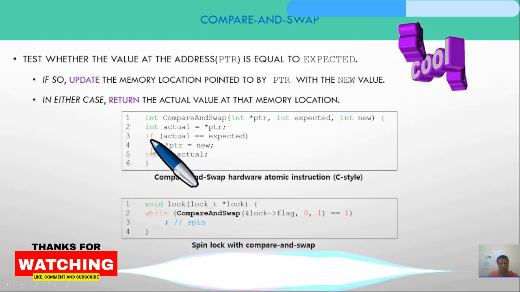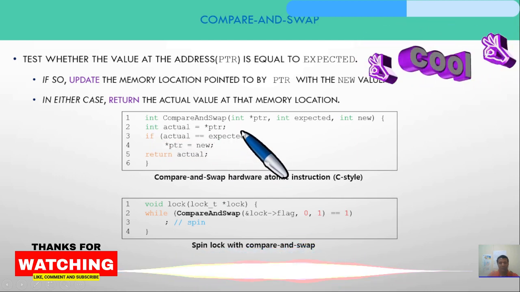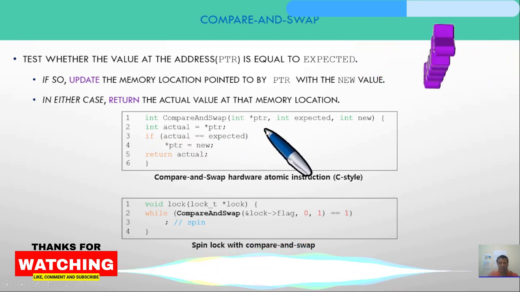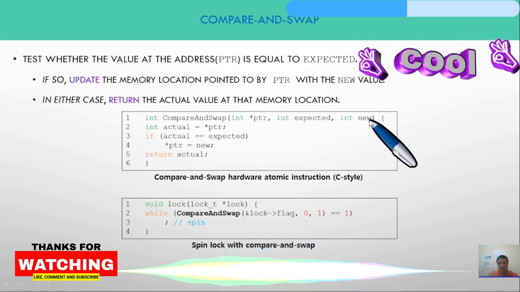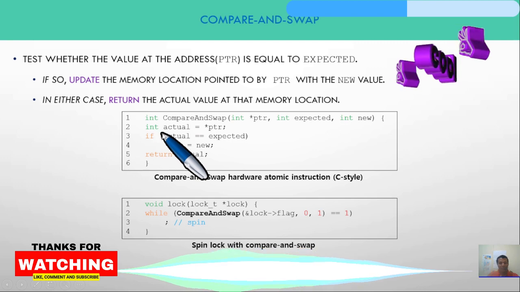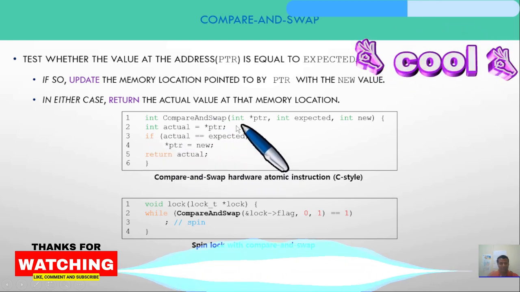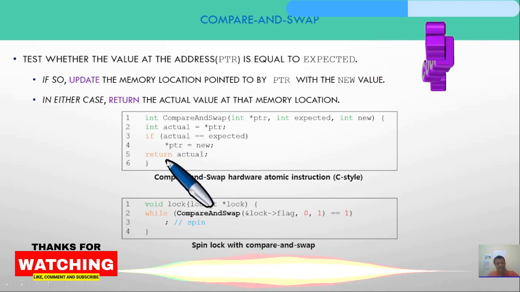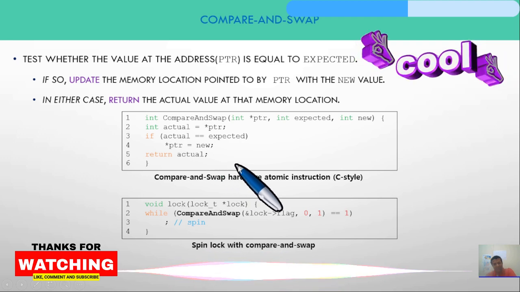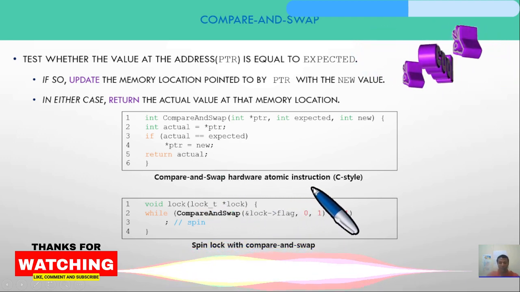So this is the syntax. We have int compare and swap, then we have an integer pointer, then the integer expected is here, then the integer new is here. So int actual is equal to the pointer, and if actual is equal to expected, then the pointer will be changed to new. And then the result will be return actual. This one is the compare and swap hardware atomic instruction.